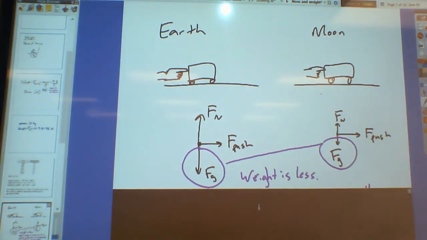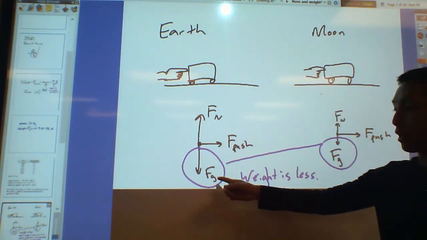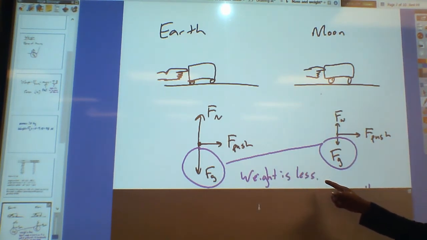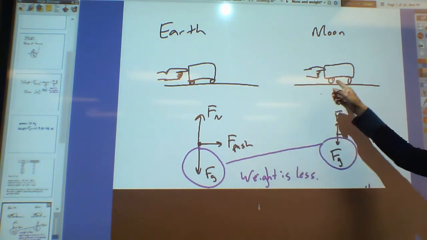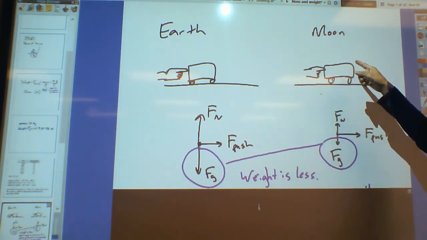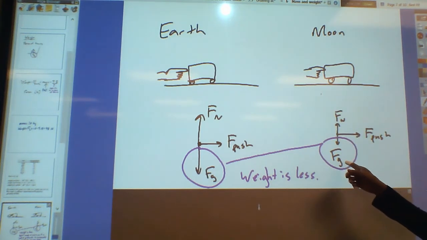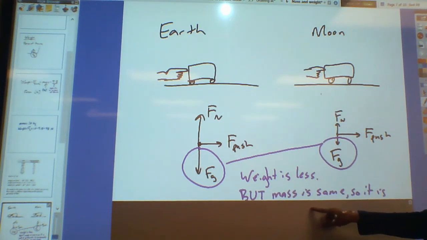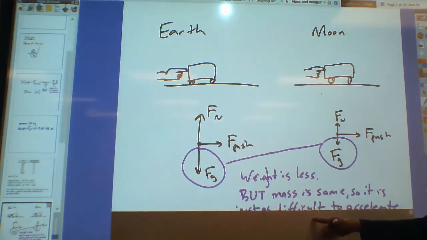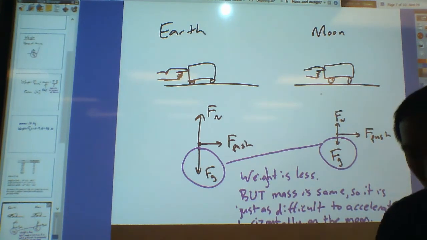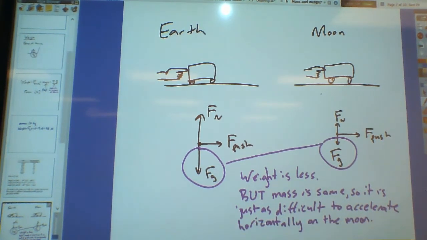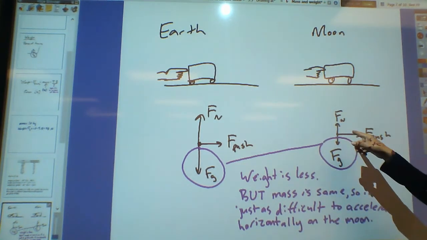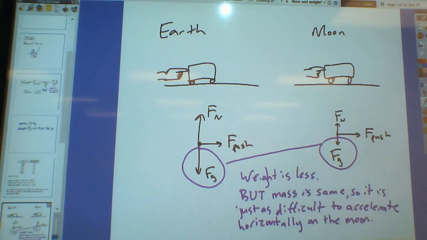Notice that this guy's gravity arrow is going to be smaller than that guy's gravity arrow. The weight is less. Why is the gravity less? Not because the mass is any different, but because the second number that you multiply mass by to get gravity is different. So that guy's gravity arrow is going to be smaller. However, the mass is the same. Now, what is the significance of that? This guy will be just as difficult to accelerate horizontally. Why? Because the mass is the same. And remember, mass determines how difficult it is to accelerate horizontally.